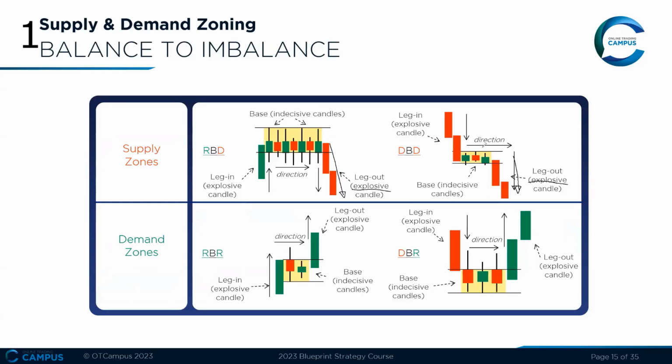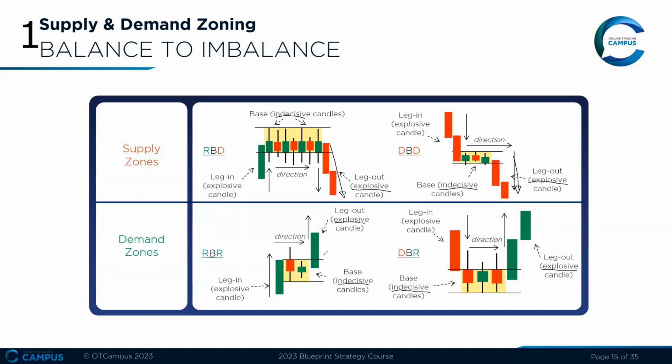Now, the base should consist of indecisive candles in all cases, right? In all cases, it doesn't matter. That's the easy part. It doesn't matter what formation you're looking at. The base always consists of indecisive candles. That's the same thing for all of them. And the leg out should always be explosive candles. Ideally, if you can find explosive candles, then decisive candles as well, they do work. So this is a very easy set of rules that makes a lot of sense.